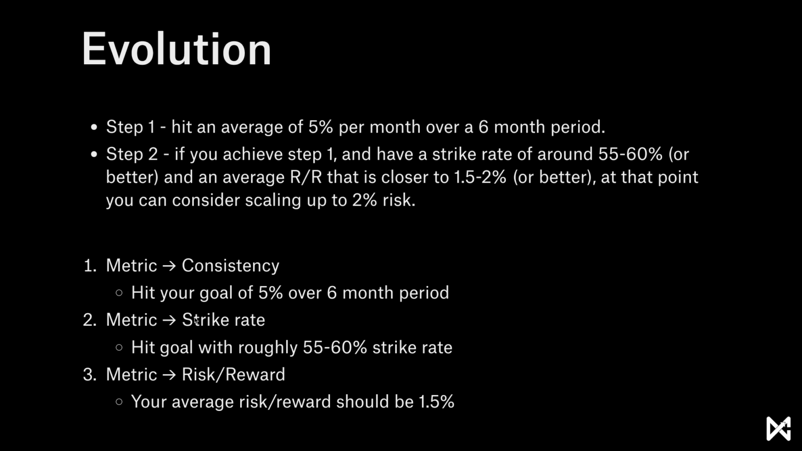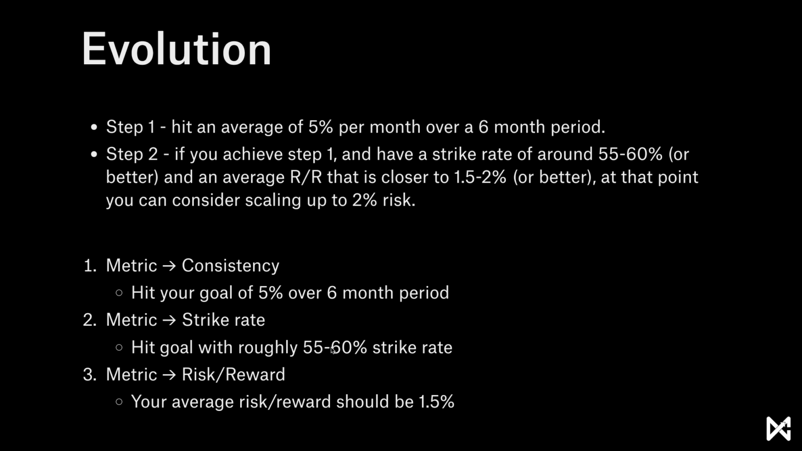Metric number 2, strike rate. Hit a goal with roughly 55 to 60% strike rate. Metric number 3, reward to risk ratio should be about 1.5% or greater. Now, if the strike rate drops, if your strike rate is 30% or 40%, then the average reward to risk ratio should be larger, should be 2% or 3% or 4% or 5%, right? And that can be achieved by swing trading, right? Or the hybrid lifestyle, hybrid personality.